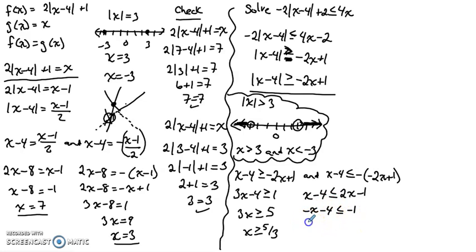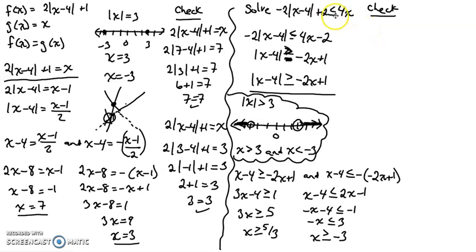Let's add 4 to both sides. We get negative x less than or equal to 3. And now let's divide everything by negative 1. We get x, remember, because we're dividing by a negative number, this inequality flips again, greater than or equal to negative 3. So we have two options, and we do need to check them, just like we did in our first example. So let's go up here to check.